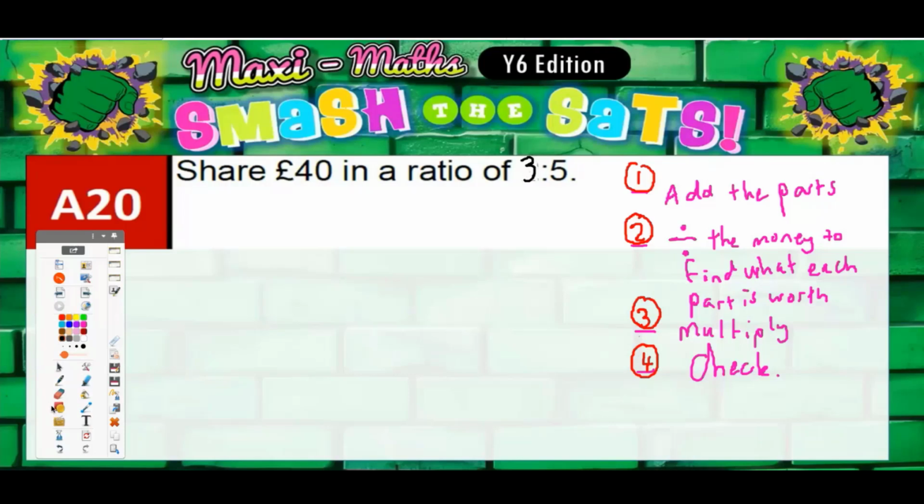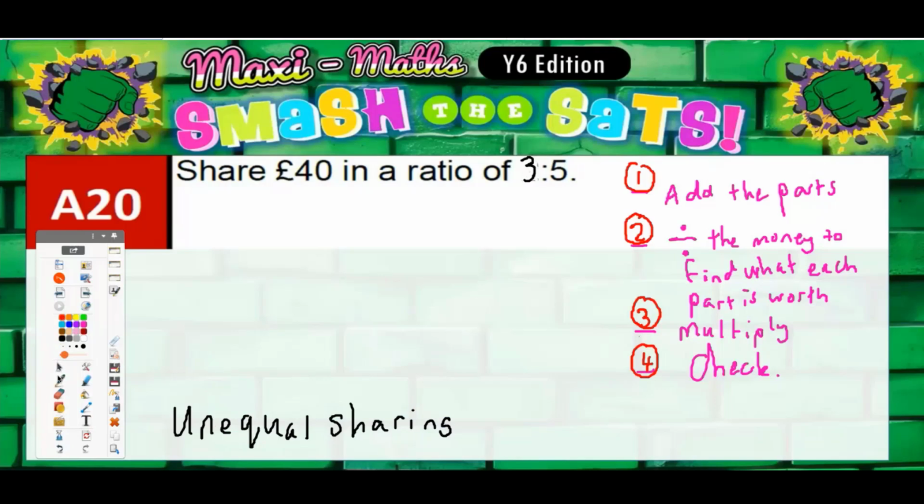Question 20. Share £40 in a ratio of 3 to 5. Now, ratio is normally associated with unequal sharing. I'm just going to write that down. Normally when we think of sharing, we think of sharing things equally. But unequal sharing is where one person gets more than the other, a bigger share than the other.